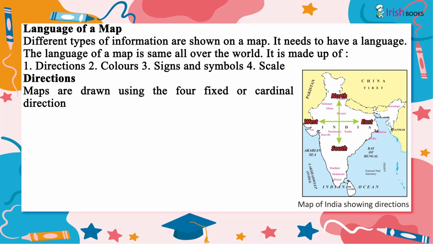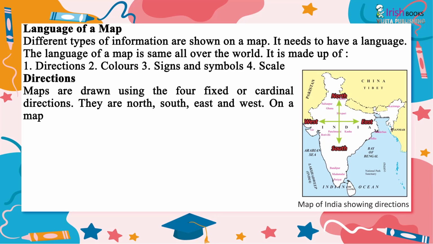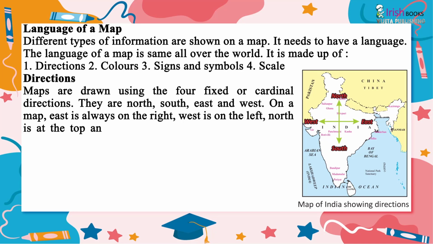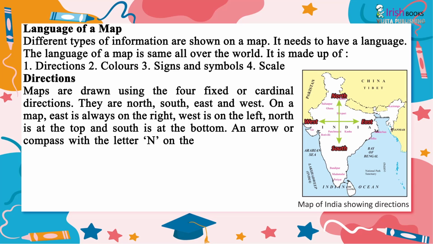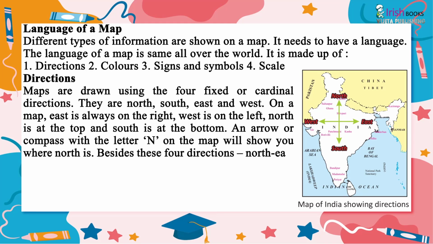Maps are drawn using the four fixed or cardinal directions. They are north, south, east, and west. On a map, east is always on the right, west is on the left, north is at the top, and south is at the bottom. An arrow or compass with the letter N on the map will show you where north is.